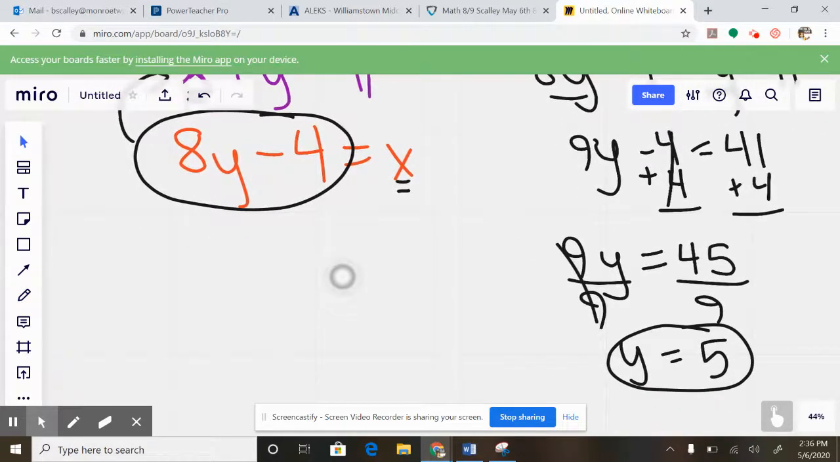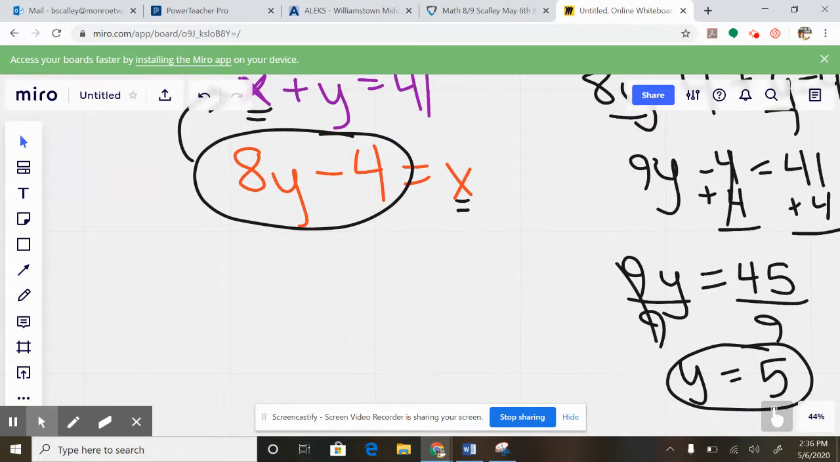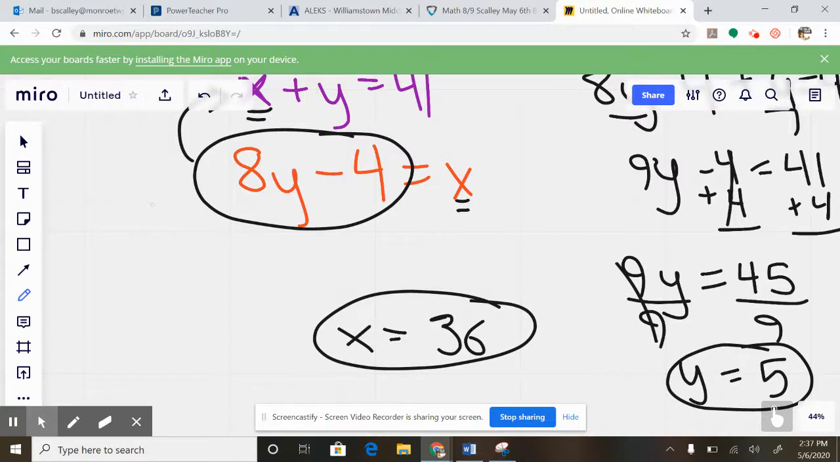In order to find the other missing number, I can plug it into one of the original equations. Like if I plug in right here to this red equation, I know y is 5 now, so I can do 8 times 5 is 40. And then 40 minus 4 would give me 36. So I know that x is 36.